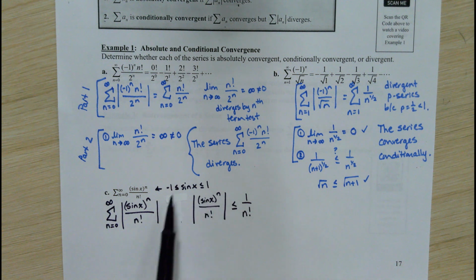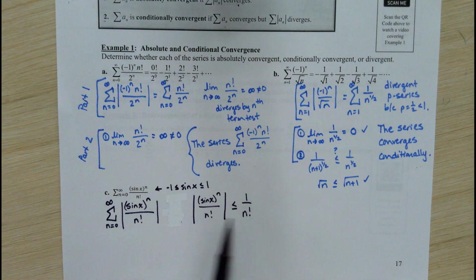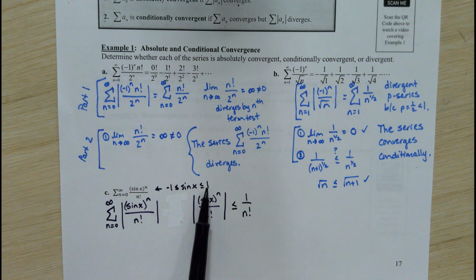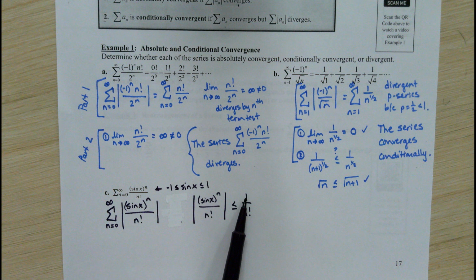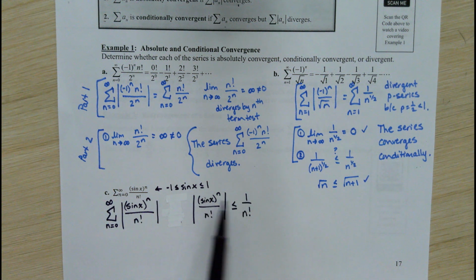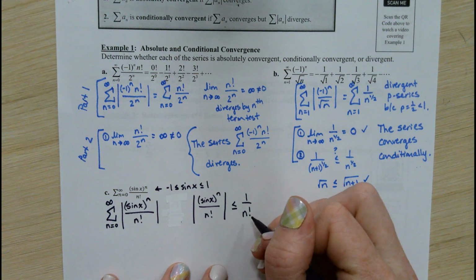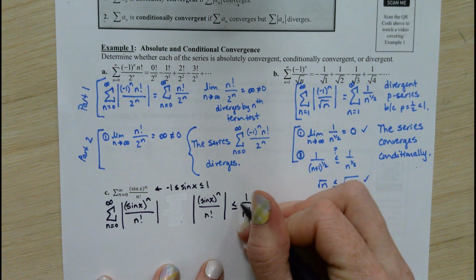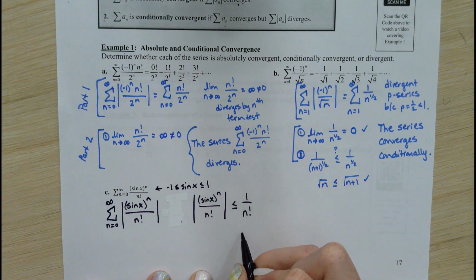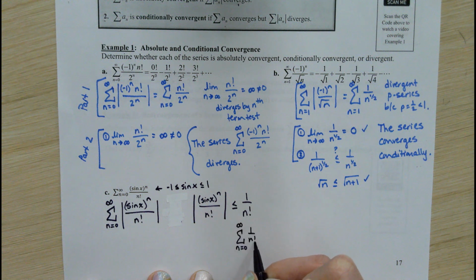Because if sine x is equal to -1, it will equal 1 over n factorial. If sine x is between -1 and 1, then when I raise it to a power, it's going to get smaller than 1, like 1/2 raised to a power will always be less than 1. And if it's equal to +1, again, it's going to be equal to 1 over n factorial. So I think this absolute value will always be less than or equal to 1 over n factorial. So if we take a little comparison sidestep, let's see if we can figure out what's true for this as a series. The sum of n equals 0 to infinity of 1 over n factorial.